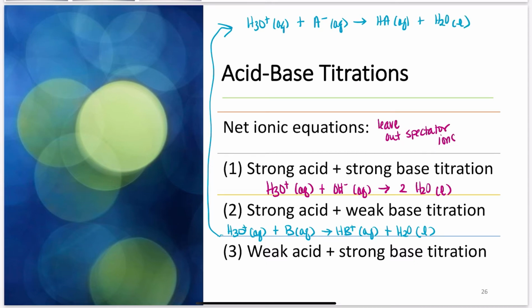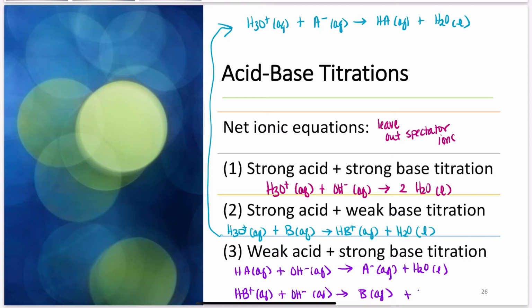And weak acid, strong base: weak acid, HA plus strong base, OH minus. Remember, OH minus on the reactant side is a strong base. These react to give you your conjugate base plus water, or the other weak acid, HB plus, plus your strong base, OH minus, will react to give you your weak base plus water. Now, these are simplified down by writing just A minus, HA, B, and HB plus. All reactions you look at can be simplified down.